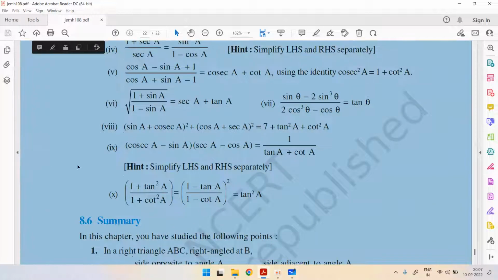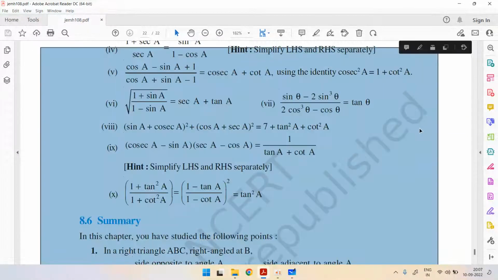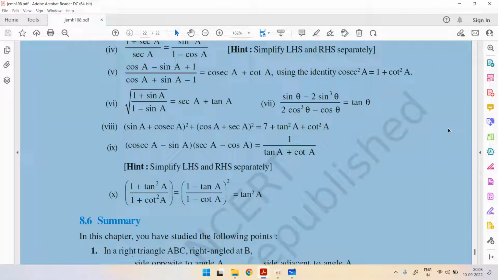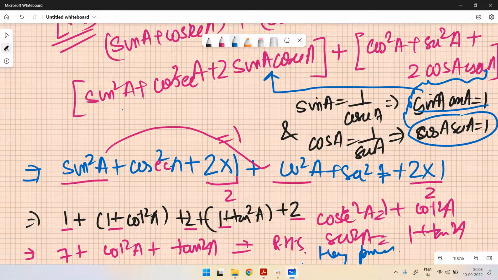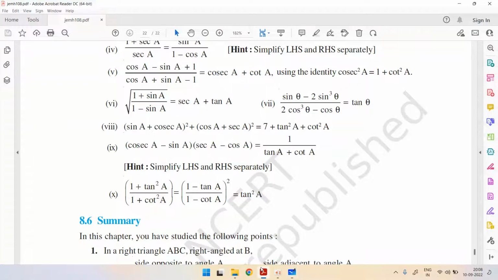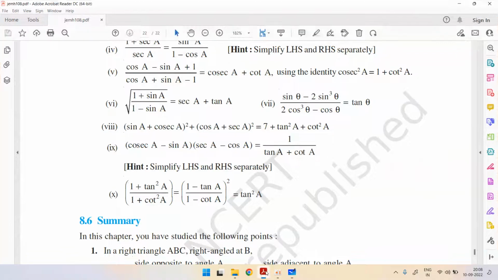Now what is my ninth? It is giving a hint: simplify LHS and RHS separately. It depends on you whether you want to solve them separately, or whether it is easier for you to solve just the LHS and get the value of the RHS from the LHS. So this is my ninth part.